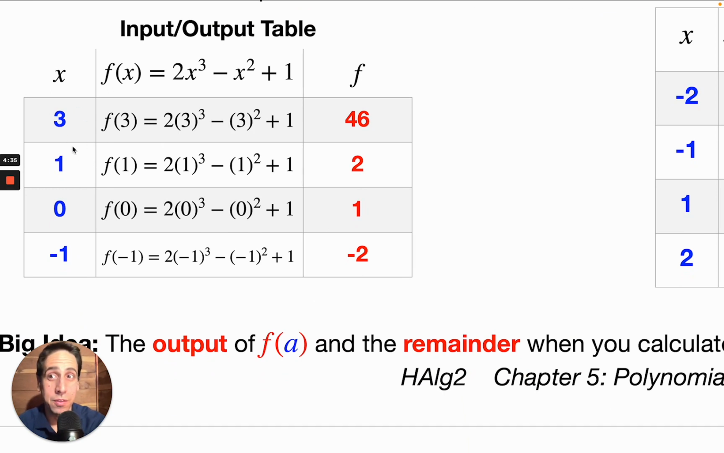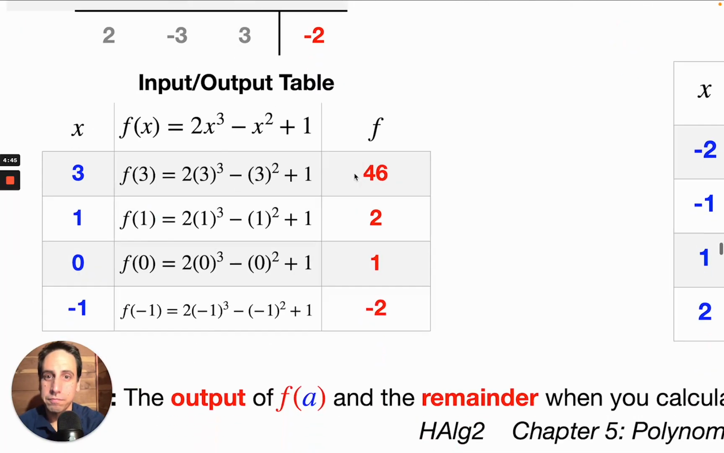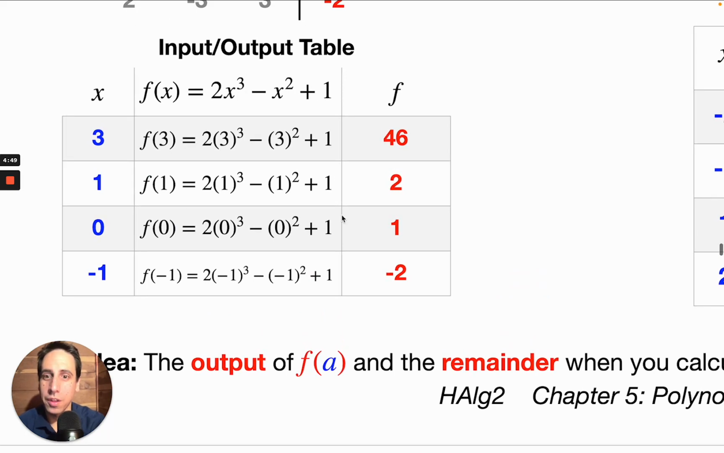This is not just true for all these numbers here, but any number you put in as a blue input will give you the red output. The blue divisor would be the red remainder. Turns out it's not just true with this polynomial, it's true with any polynomial.